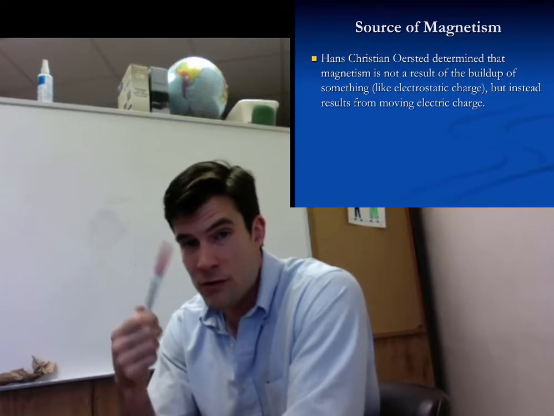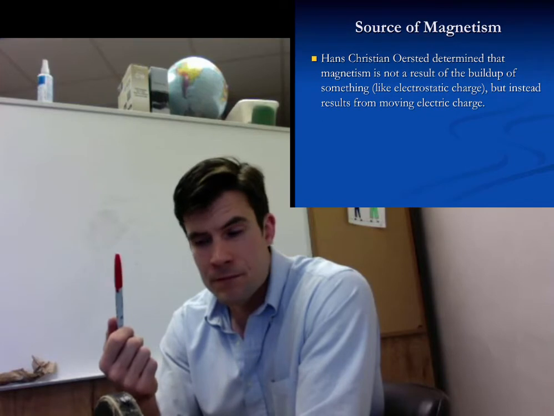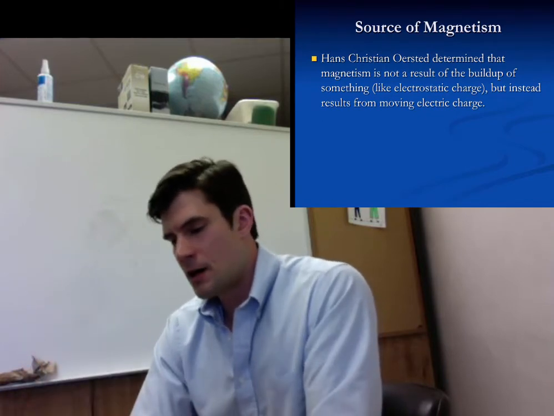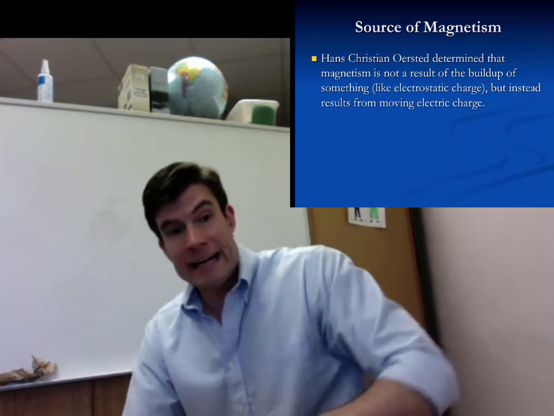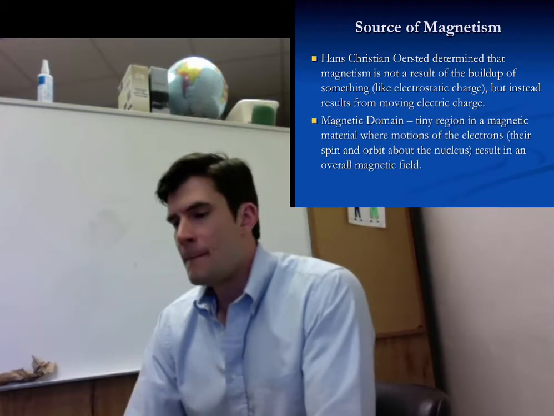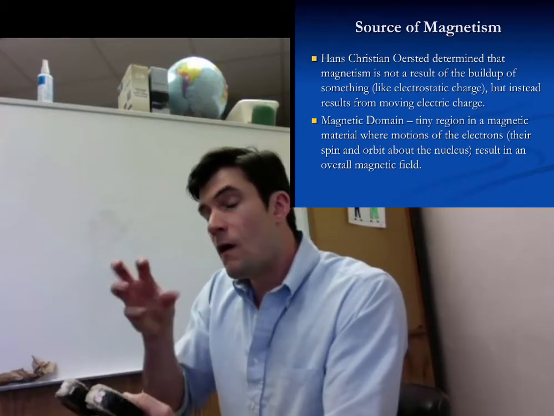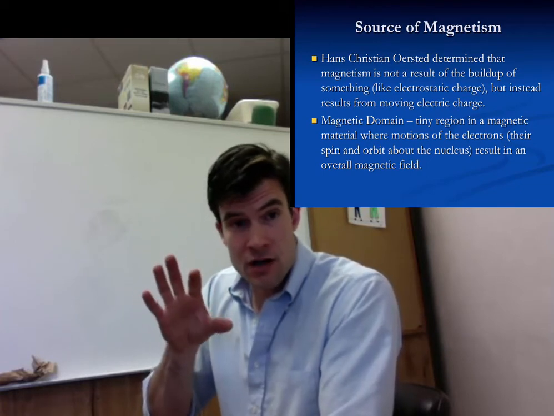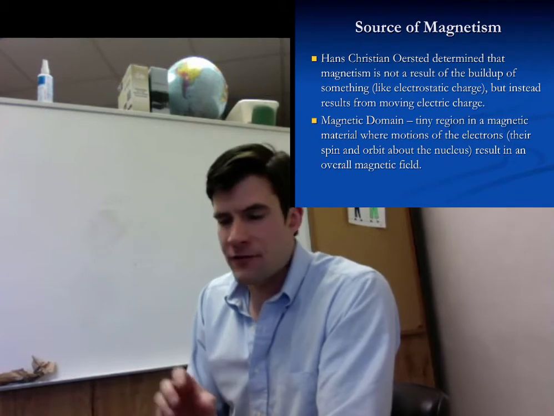There are electrons in orbit around its atoms, yet it does not display any magnetic properties whatsoever. Well, the reason has to do with an idea that Ørsted came up with called magnetic domains. A magnetic domain is a tiny region in a material where the motions of the atoms' electrons, their spins and their orbit around the nucleus, result in an overall magnetic field.